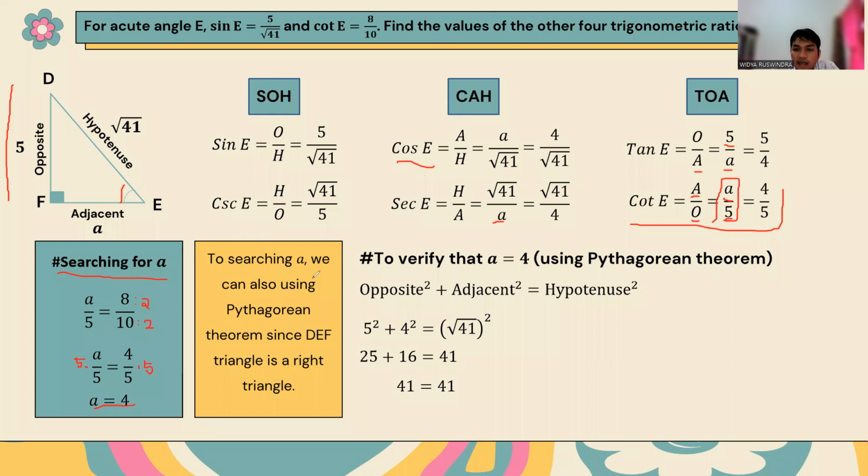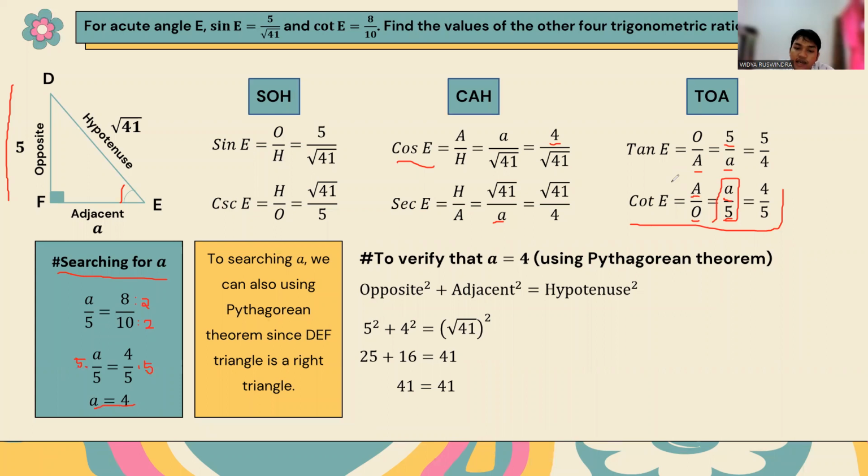To find A, we can also use the Pythagorean theorem since triangle DFE is a right triangle. So we get the A value is 4, so the cosine of E is 4 over square root 41, and the secant of E is square root 41 over 4. And the tangent of E is 5 over 4, and the cotangent of E is 4 over 5.